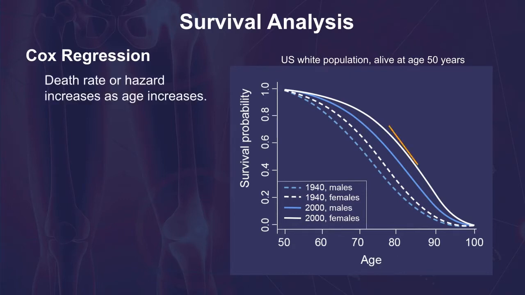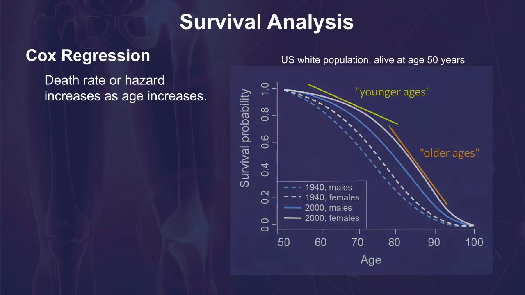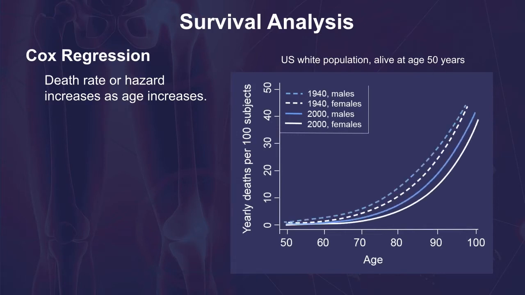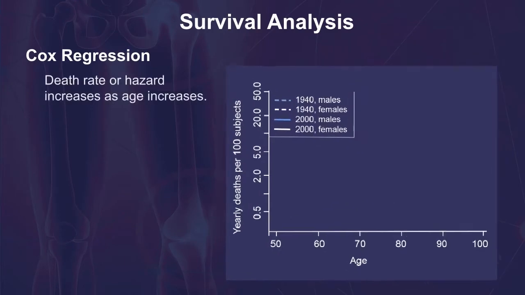So we can see by these lines that show the slope of the curve at two different points that the slope is steeper at older ages than it is at younger ages. So the death rate or the hazard is increasing as age increases. These are the hazard rates, or the yearly death rates per 100 subjects. So you can see they are increasing with age, and they are increasing quite a bit at older ages, kind of exponentially as people age.